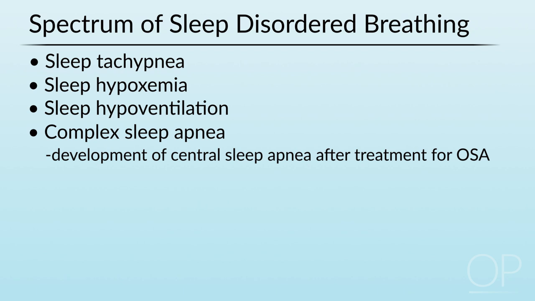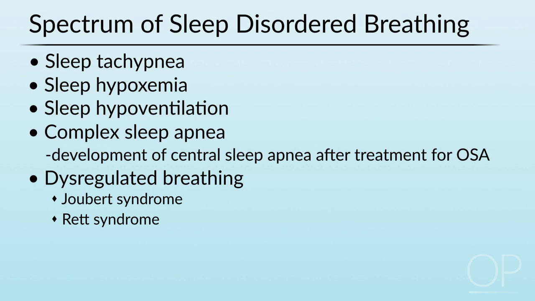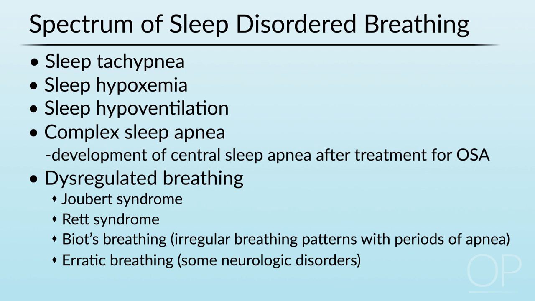There are various dysregulated breathing patterns during sleep, as seen in patients with Joubert syndrome, Rett syndrome, and in situations like Biot's breathing, erratic respiration in some of the neurological disorders, and diaphragmatic flutter, where they can have ineffective ventilation that leads to sleep fragmentation and gas exchange abnormalities.